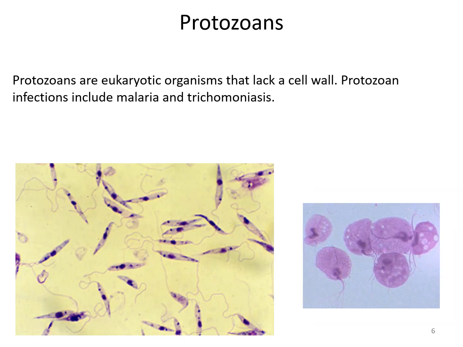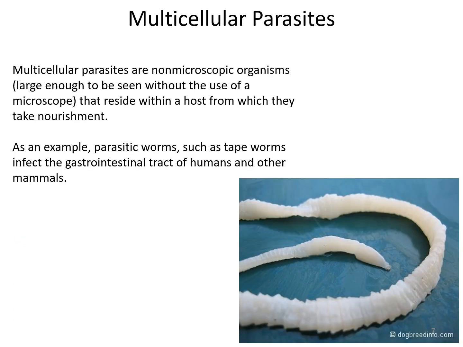Protozoans are eukaryotic organisms that do not have a cell wall around their plasma membrane. Some infections that can be brought about by protozoans are malaria and trichomoniasis. And then multicellular parasites are parasites that are non-microscopic organisms. So basically, they're large enough to be seen without the use of a microscope.